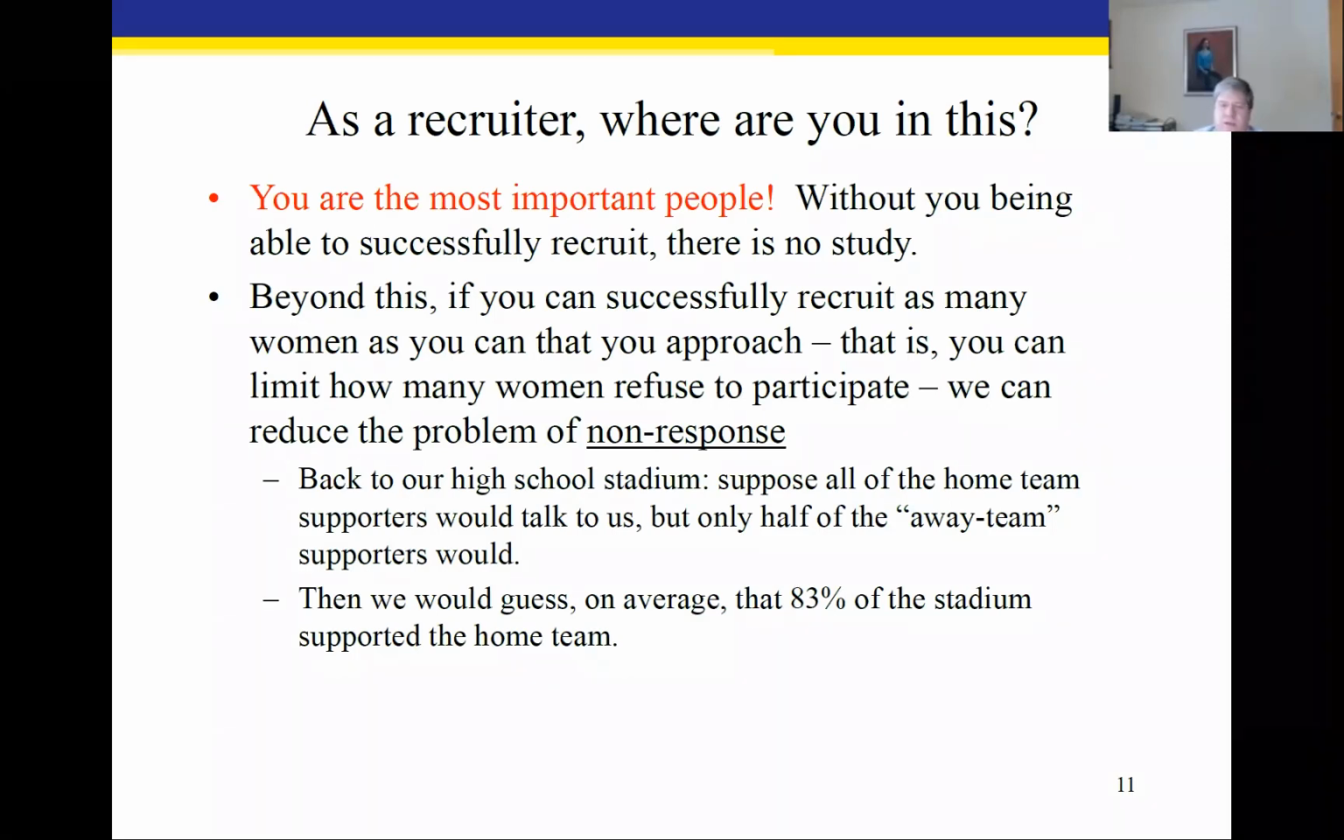So if we go back to our little high school stadium example, we assumed that everyone we picked would talk to us and tell us what team they represented. But suppose the home team people are happy to talk to us. They're home. But the away team people don't really want to say they represent the visiting team. So maybe only half of those people would talk to us. So we guessed on average that 83% of the stadium supported the home team, that there was more support for the home team than there actually was. It was 70%. So this non-response problem can crop up.